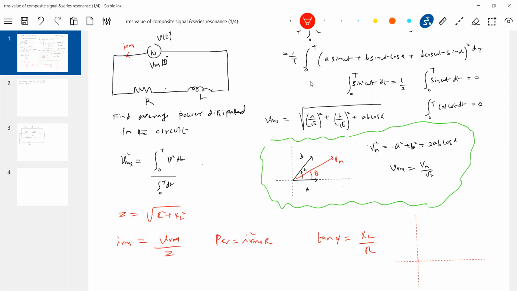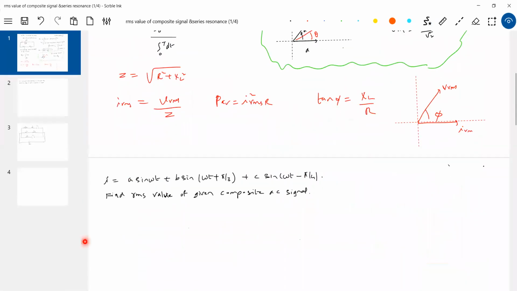So if this is IRMS, if you assume IRMS to be zero phase, then VRMS will come like this. What is this phase angle and what is this phase angle? Theta degrees. This is the phase angle of the circuit, and VRMS itself is having some phase. Able to get that one? Okay, let's go for the next one.